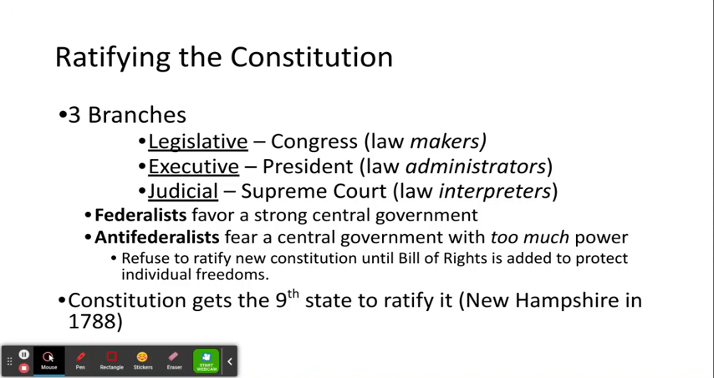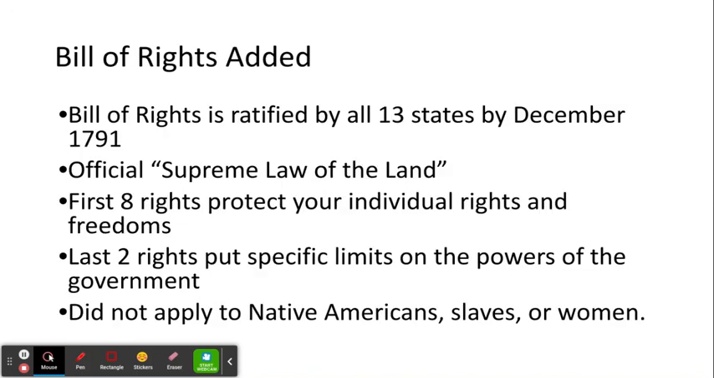Once that was done, the 9th state to ratify it, which by the way, if you care, was New Hampshire, happened in 1788, and the Constitution became the supreme law of the land, and it remains so to this day. The Bill of Rights was ratified unanimously by 1791, and you'll learn exactly what is in the Bill of Rights in the next part of today's lesson.